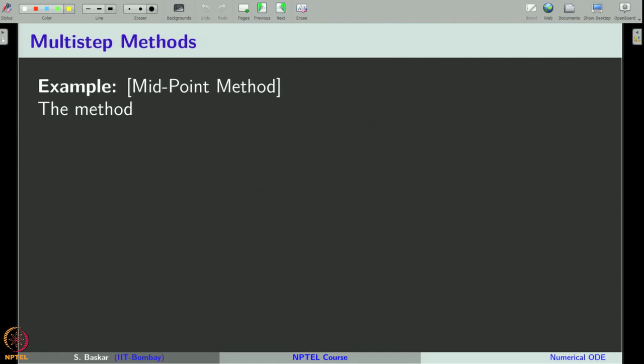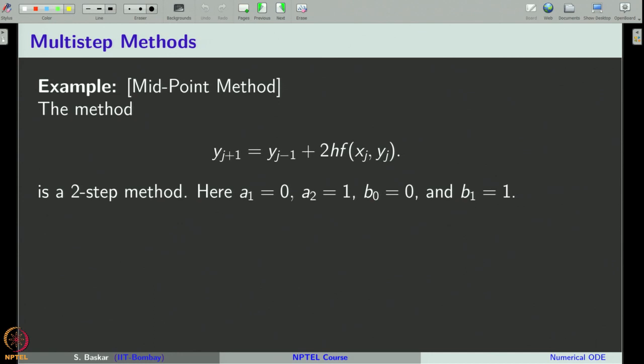Recall that we derived the midpoint method in the last class, and it is given by yj+1 = yj-1 + 2h f(xj, yj). You compare this with the general form of the multi-step method that we gave in the previous slide. You can see that we have to take a1 = 0, a2 = 1, and that will match the first term, and similarly b0 = 0 and b1 = 1 to match the second term of the general form. And therefore, the midpoint method is also a particular case of the general multi-step method.